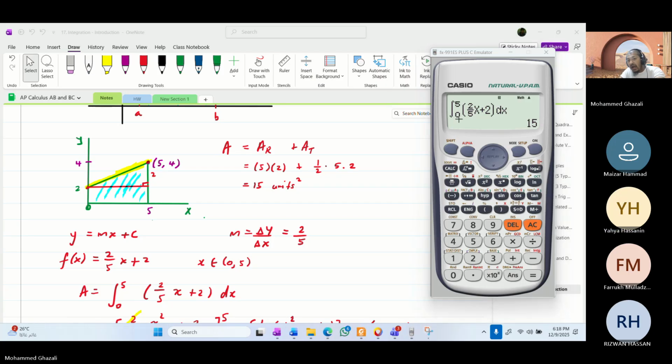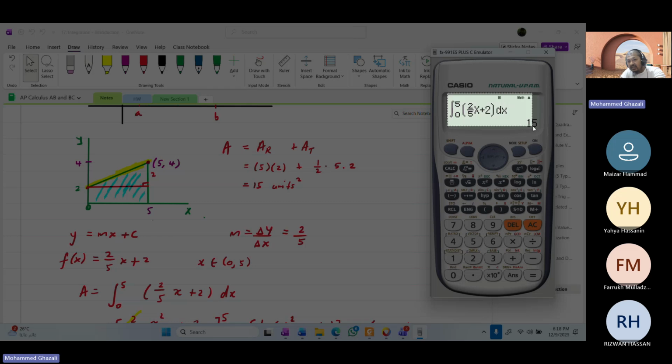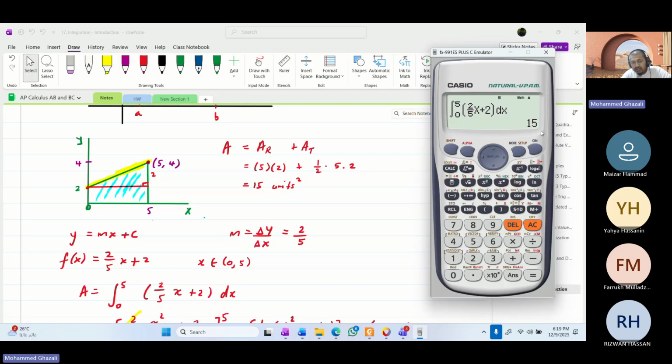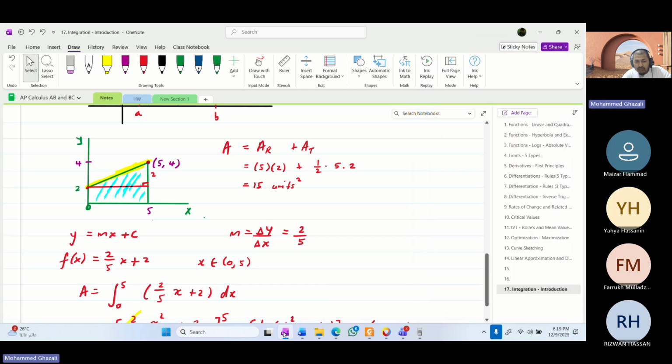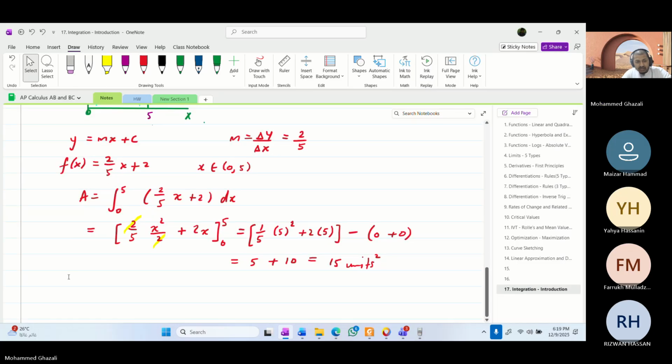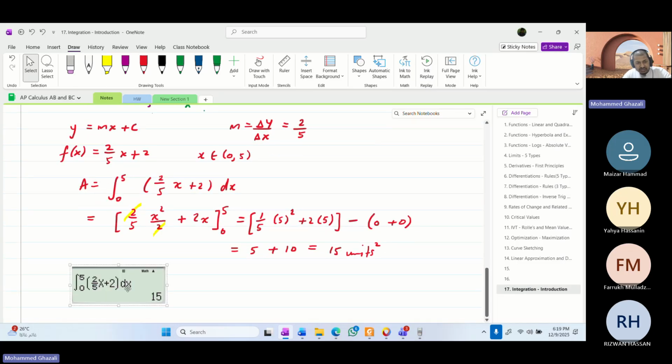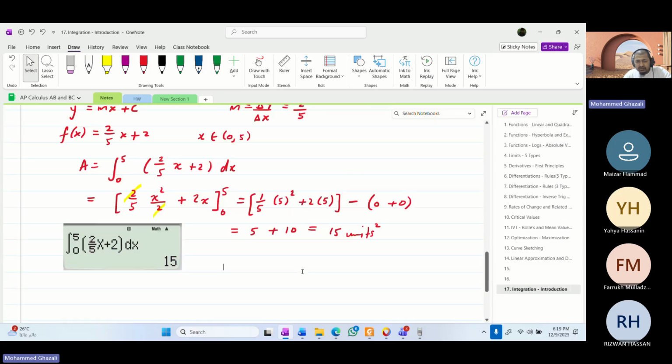Now, you can solve every single definite integral like this on the calculator. Any function you can put inside here, you can solve it on the calculator. That's the advantage of this. And lucky you are allowed to use a calculator, which is great. So there, we get the same answer. So I showed you many ways. Now, let's solve some examples.